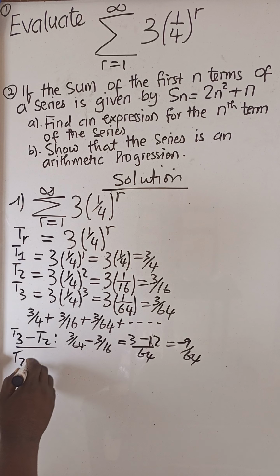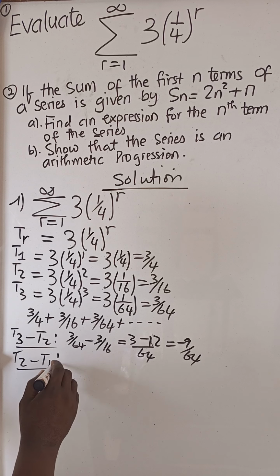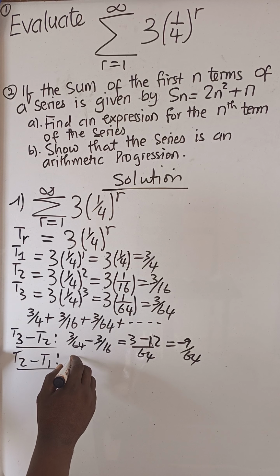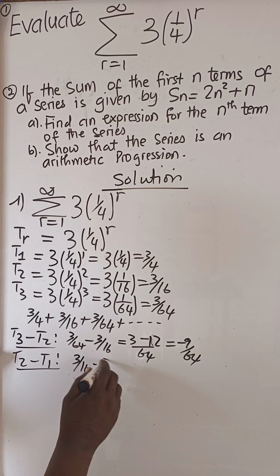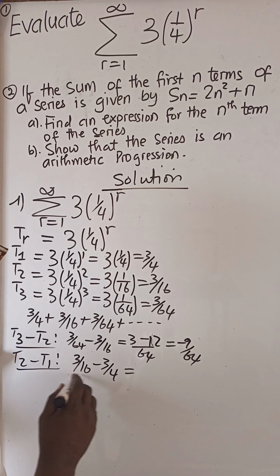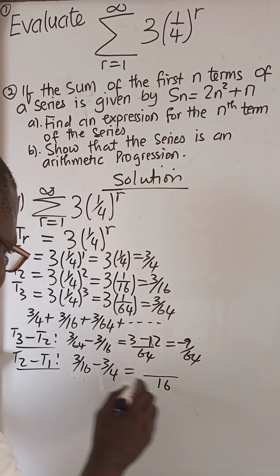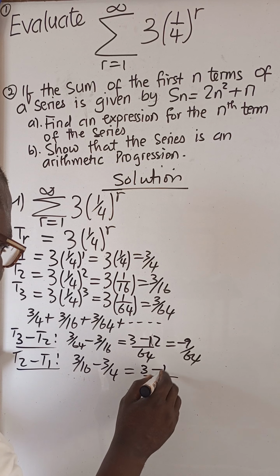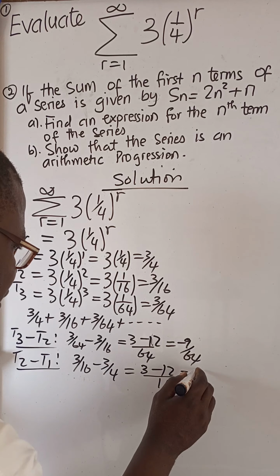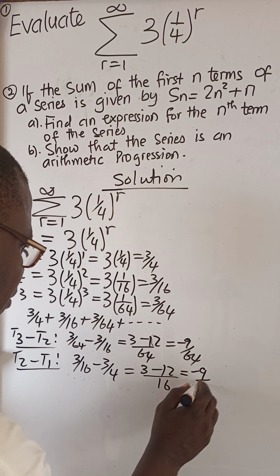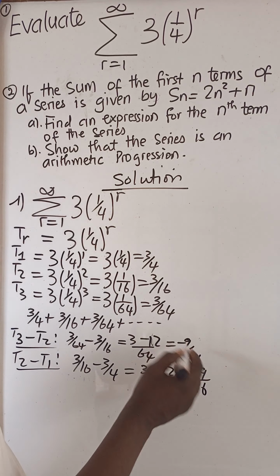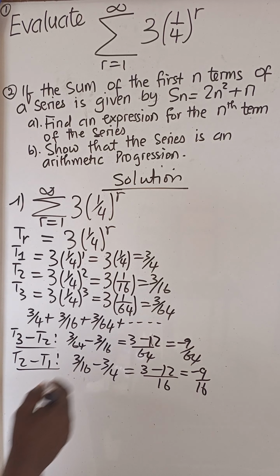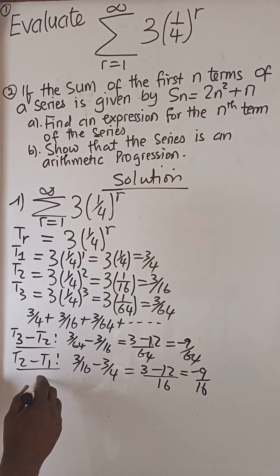If we take T2 minus T1, we're just checking if it's an AP. T2 minus T1, well, 3 over 16 minus 3 quarters. So the LCM is 16. So we have 3 minus 12, since 16 divided by 4 is 4 and 4 times 3 is 12. This gives us negative 9 over 16. Negative 9 over 64 is not the same as negative 9 over 16. So it isn't an arithmetic progression, not an AP.